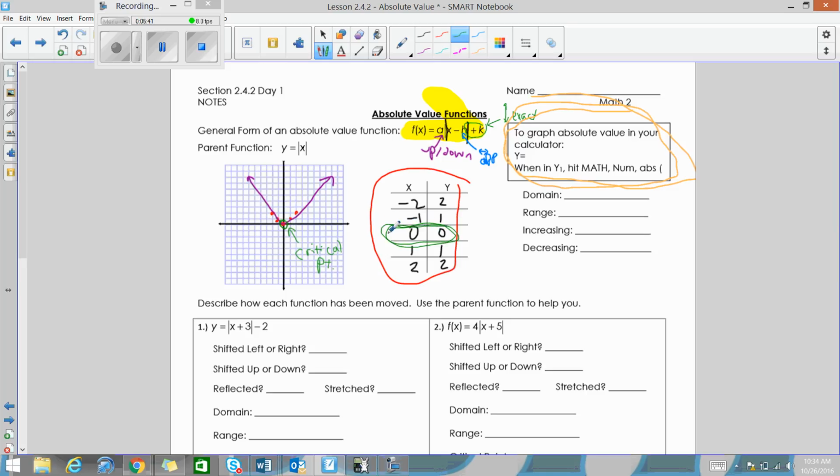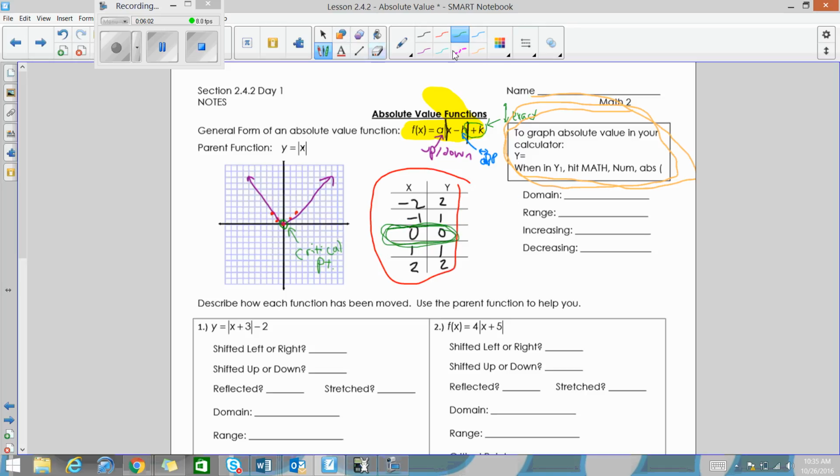In the parent function, it starts at the origin, 0, 0. Like the square root function, which starts at 0, 0 and goes to the right. And just like your cube root function, which goes up and to the right and down and to the left. So they all kind of start at 0, 0, the parent functions. It's pretty sweet.